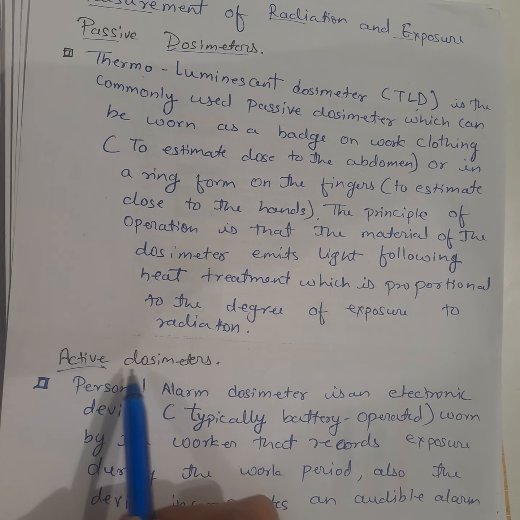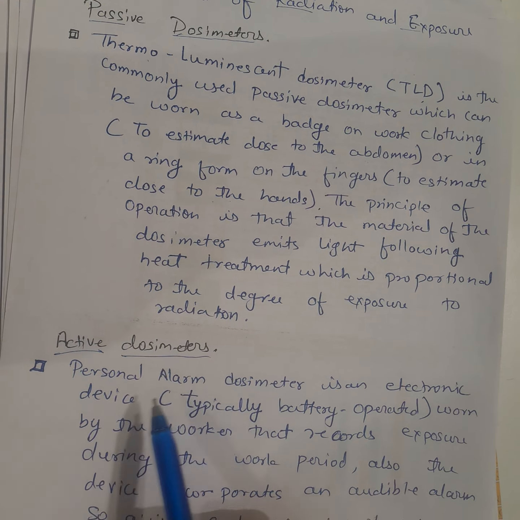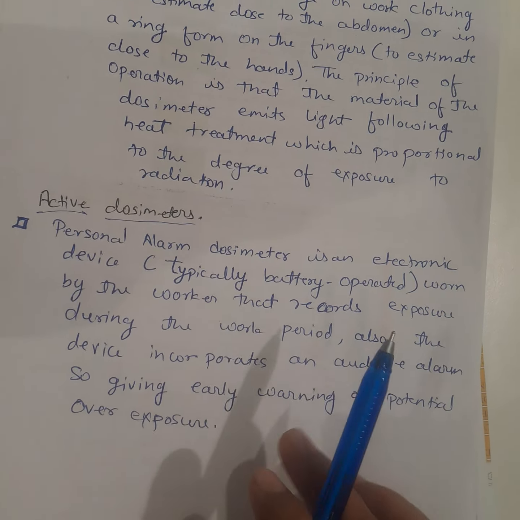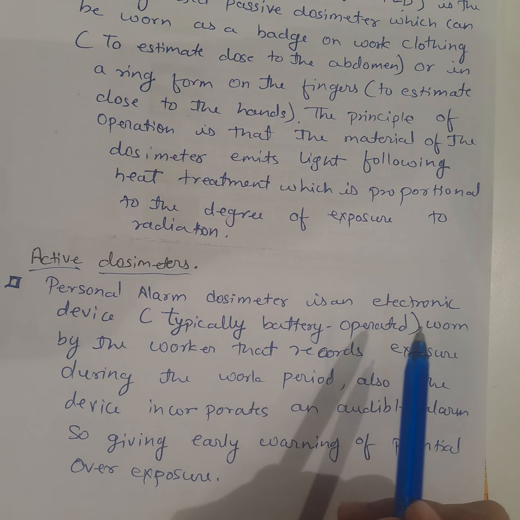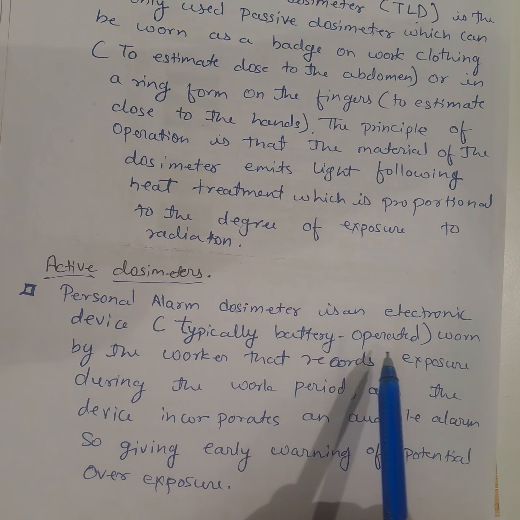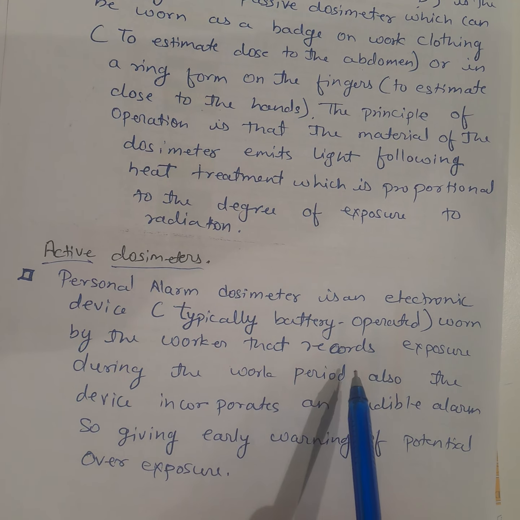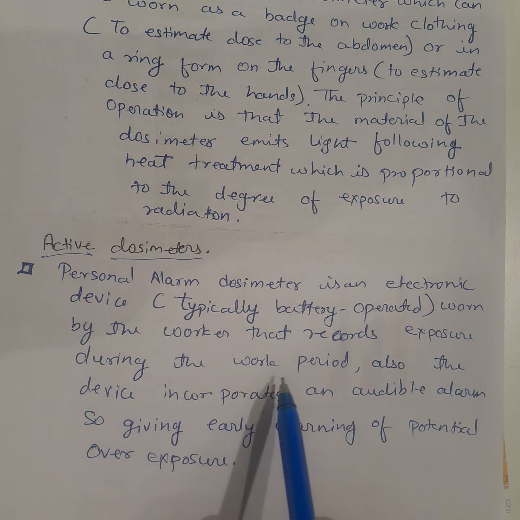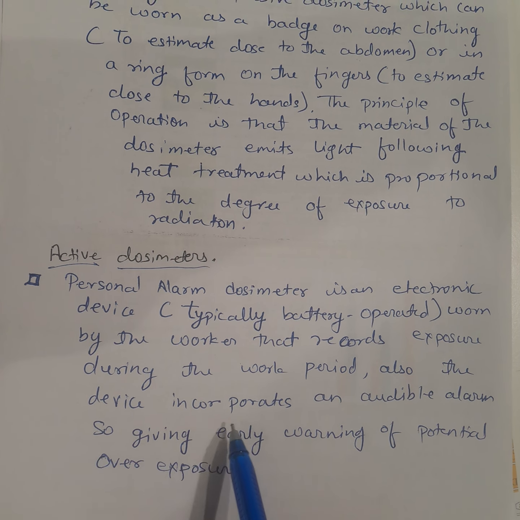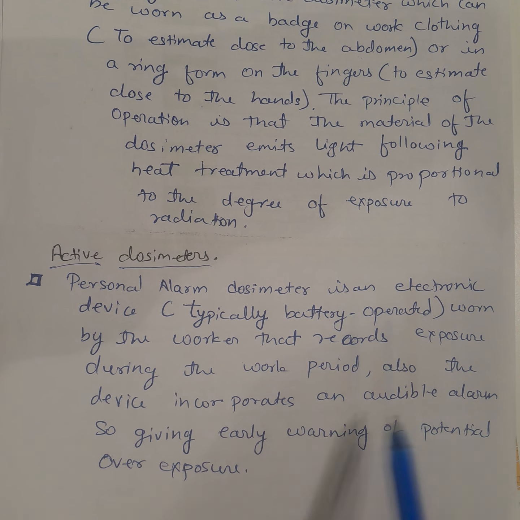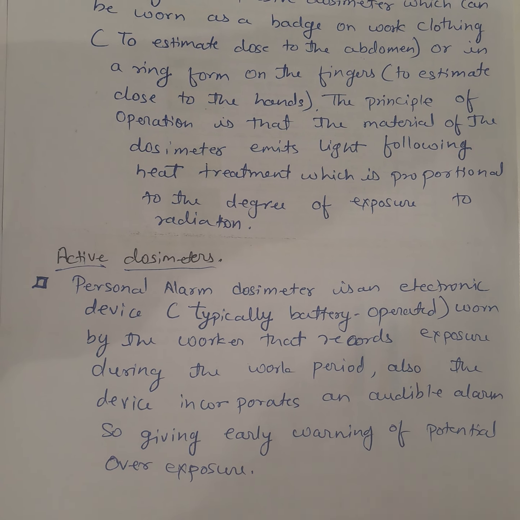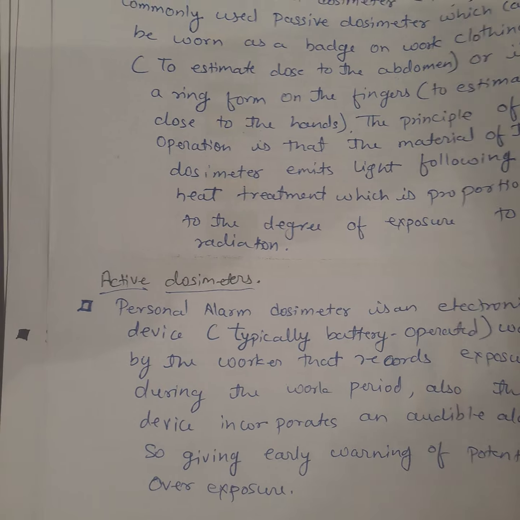So what are active dosimeters? A personal alarm dosimeter is an electronic device, typically battery operated, worn by the worker that records exposure during the work period. The device also incorporates an audible alarm, giving early warning of potential overexposure.